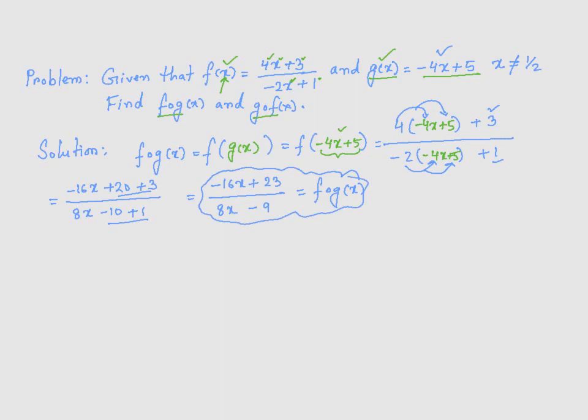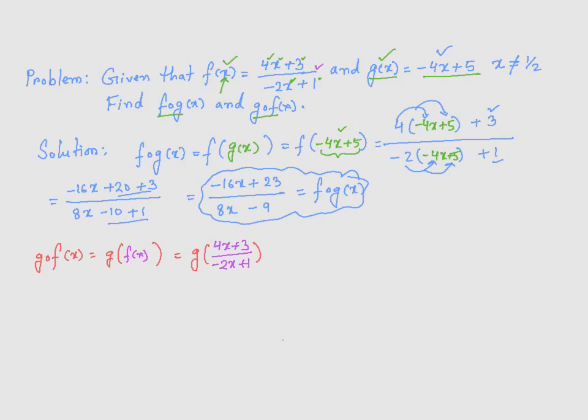The other one is the other way composition, which is g composed with f of x. So let's go ahead and find that one, g composed with f of x, which by definition is g of f of x. So inside this parenthesis, I'm going to put the f of x. What is f of x? This whole thing: 4x plus 3 divided by negative 2x plus 1.